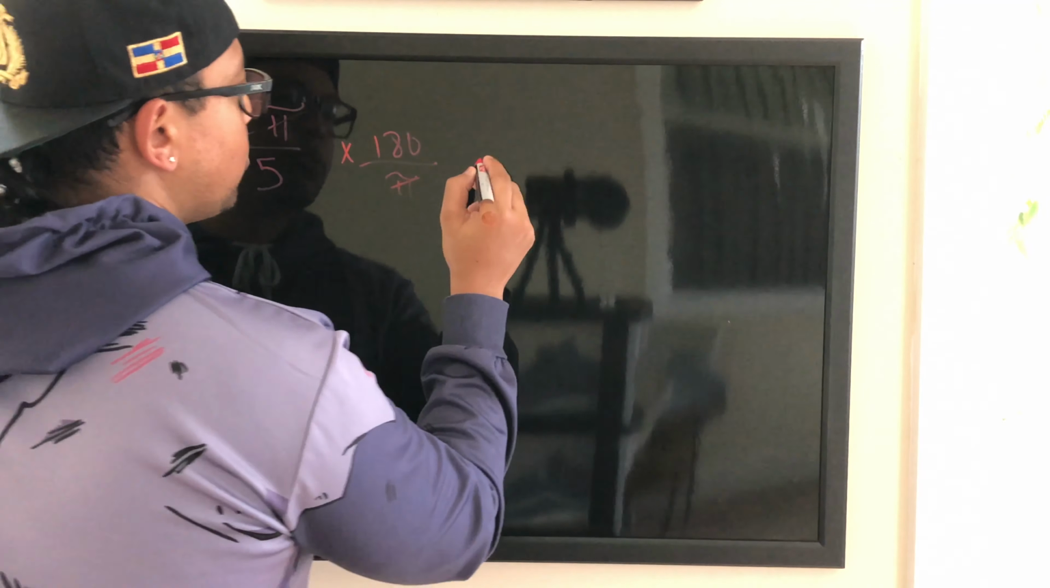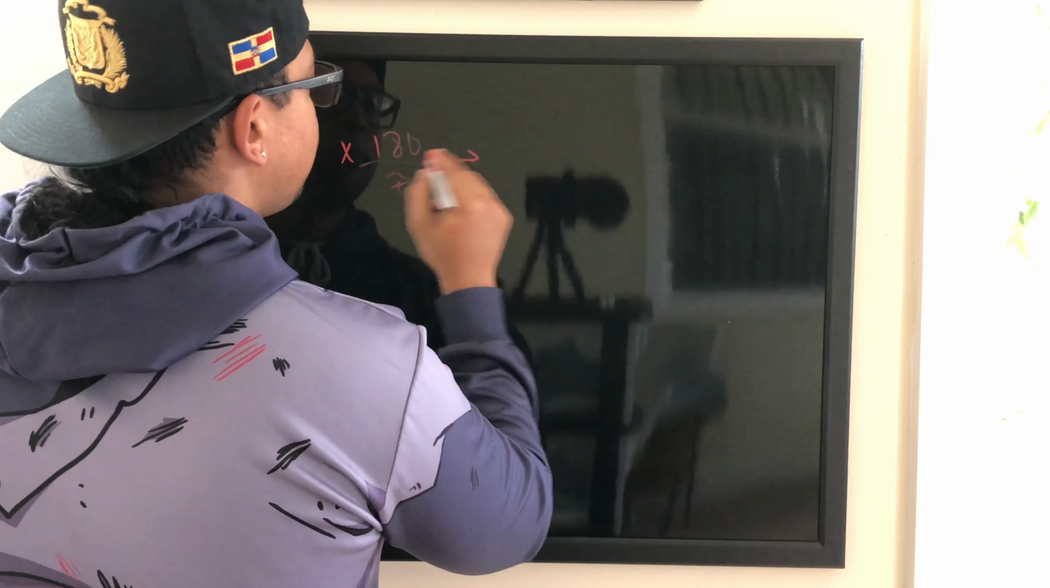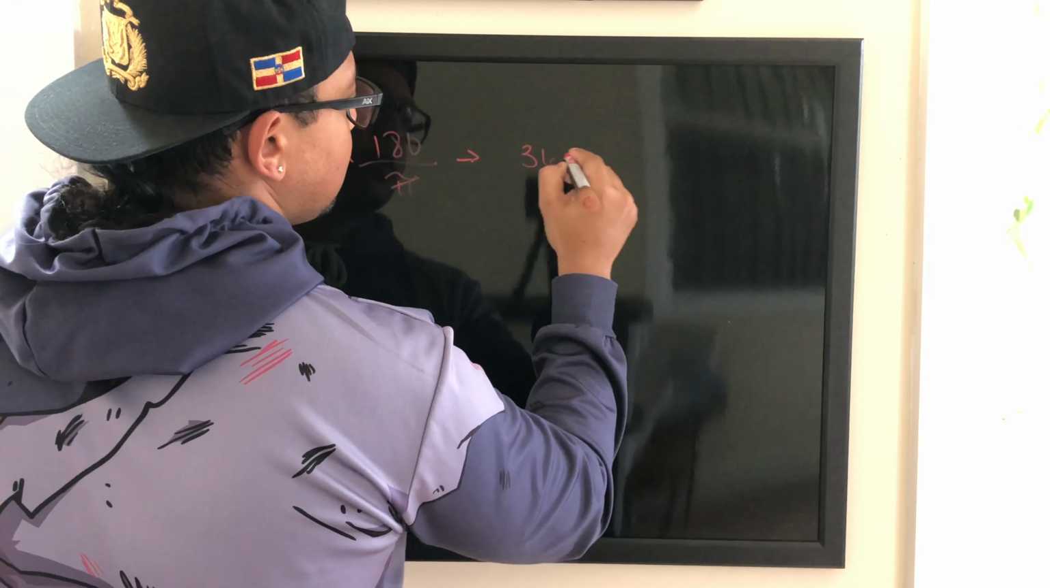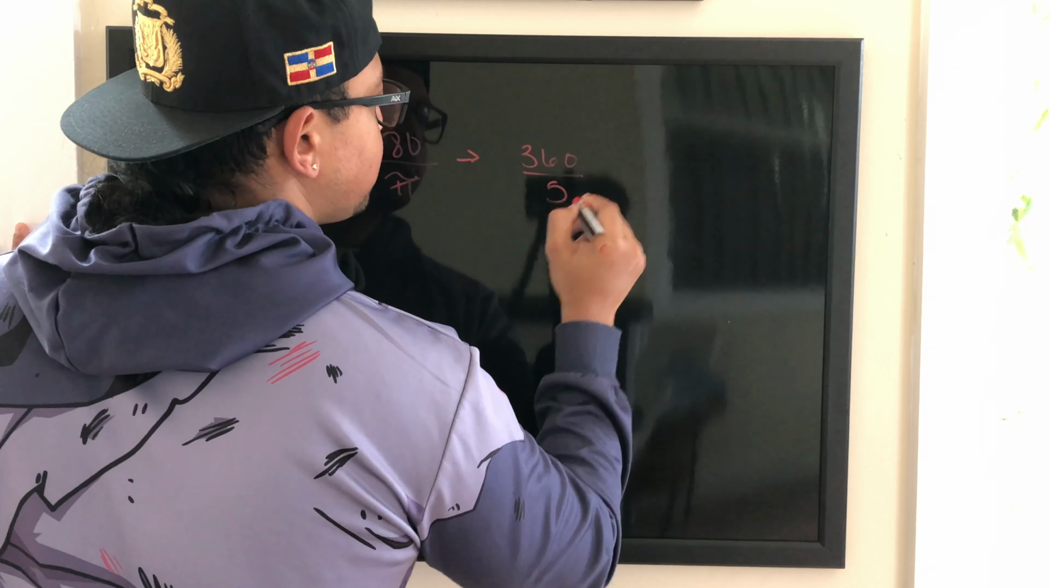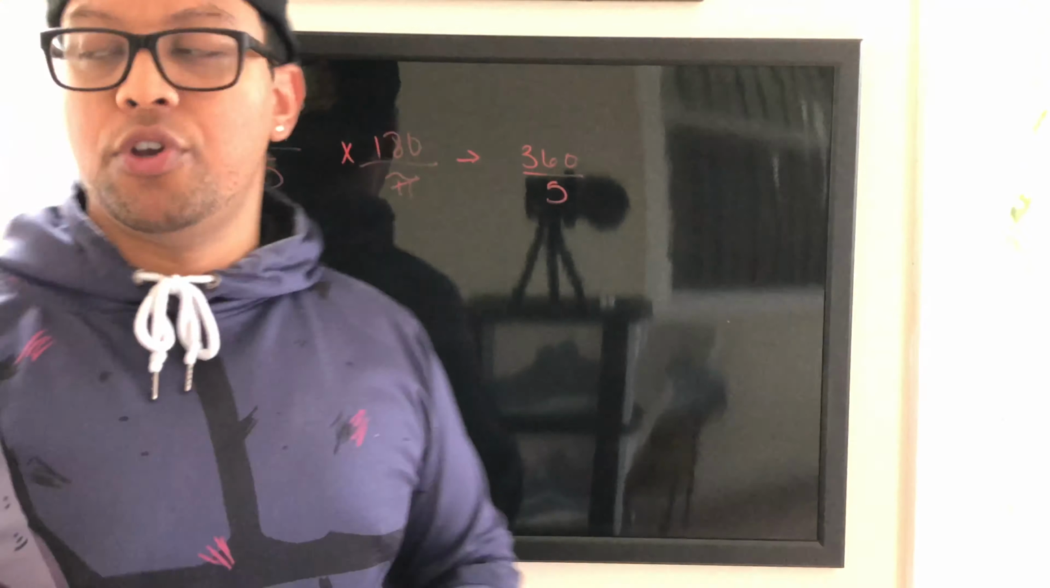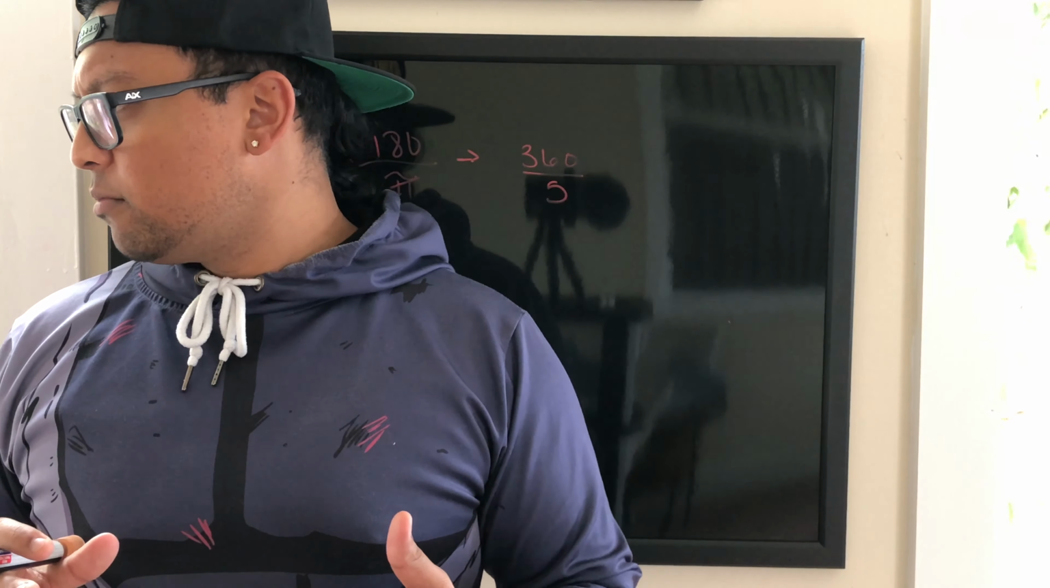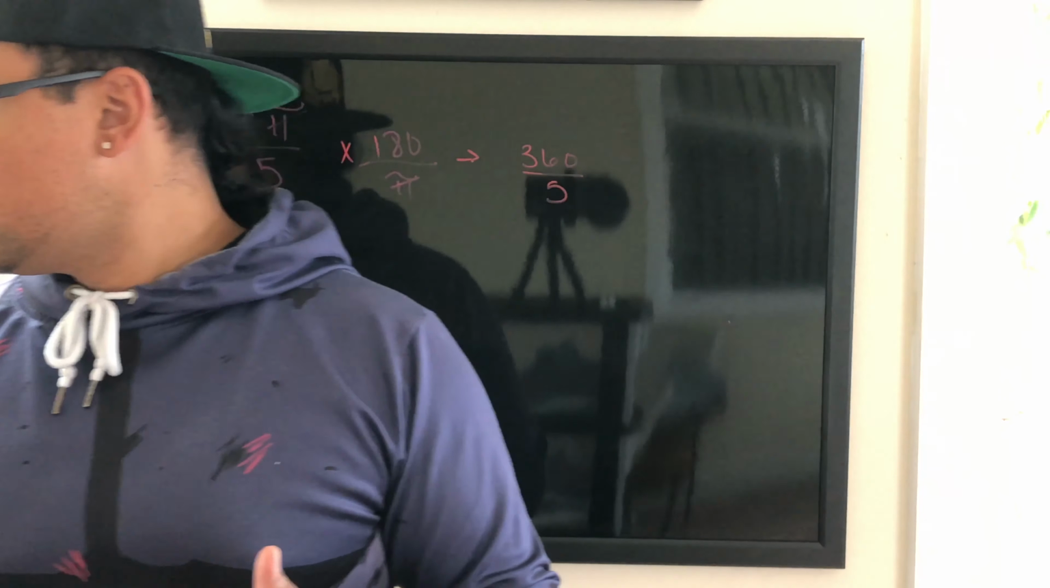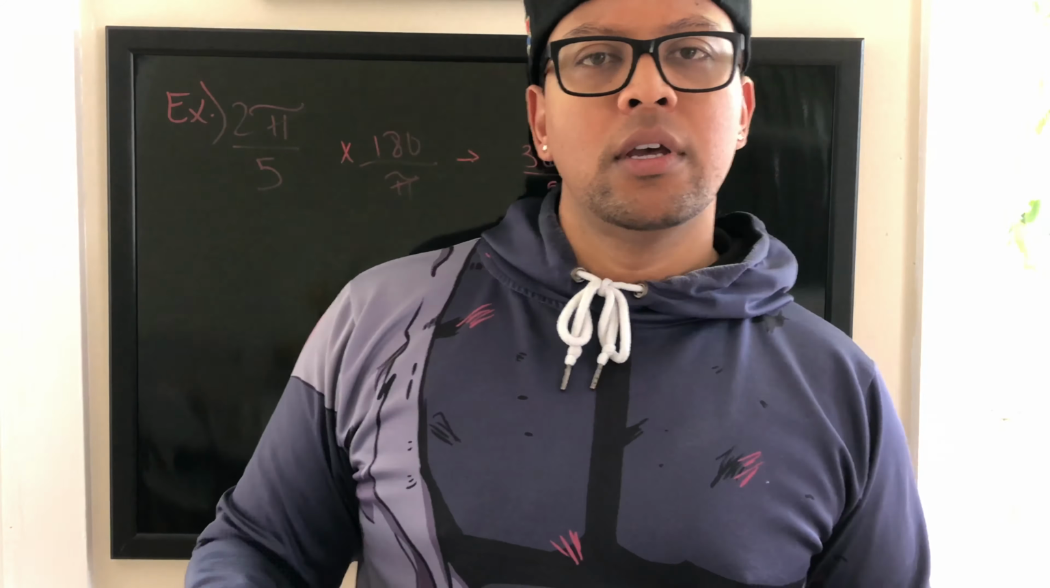Which I think we should do, right? We can multiply. So you're going to multiply, so you're going to get 360 divided by 5, okay? Now, if you do your math right, 360 divided by 5 is 72, all right? So what you're going to get here is 72.